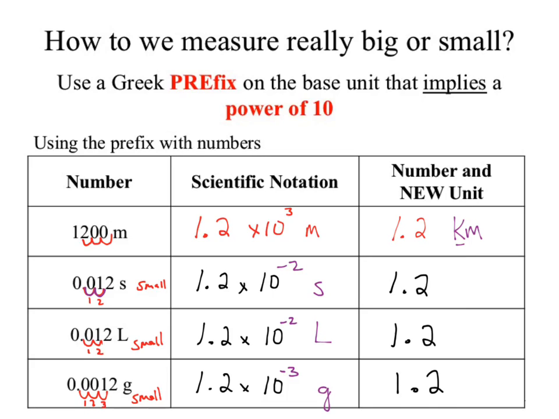10 to the minus 2 is defined as centi, so I end up having centiseconds. 10 to the minus 2 is defined as centi, so I end up with centiliters. 10 to the minus 3 is defined as milli, so milligrams. There it is. Sweet.